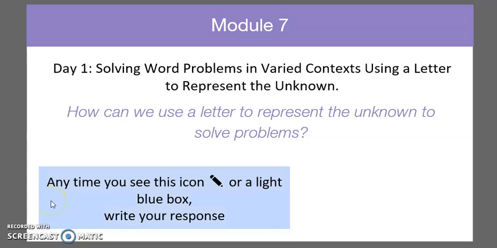Sunarine, and today we're going to be looking at how can we use a letter to represent the unknown to solve problems.